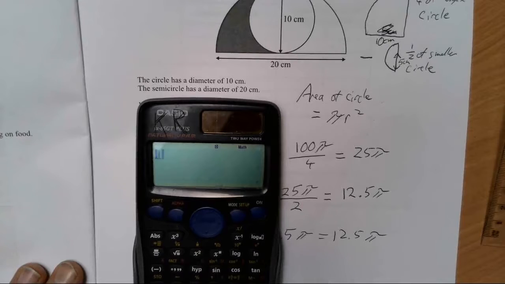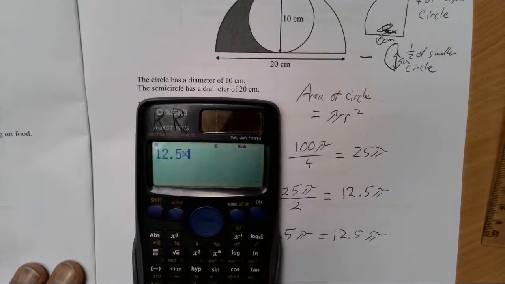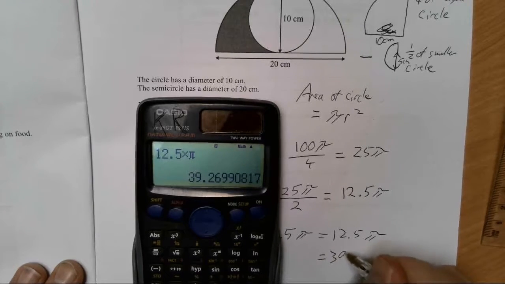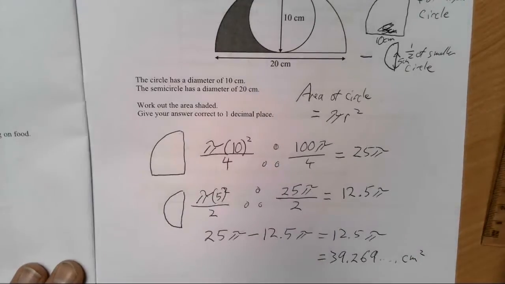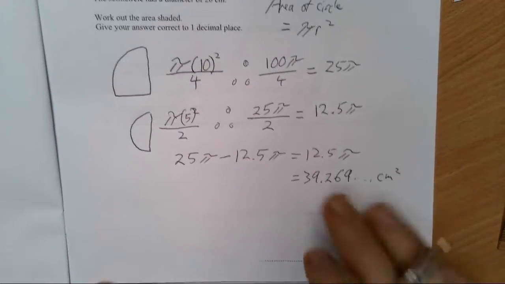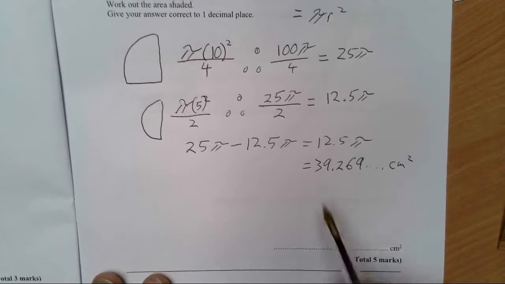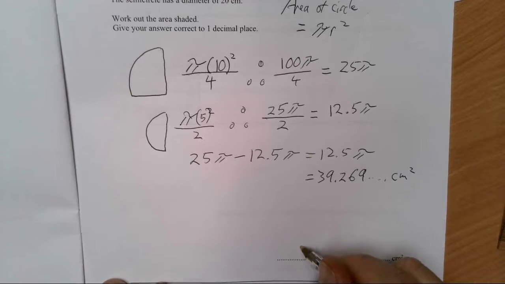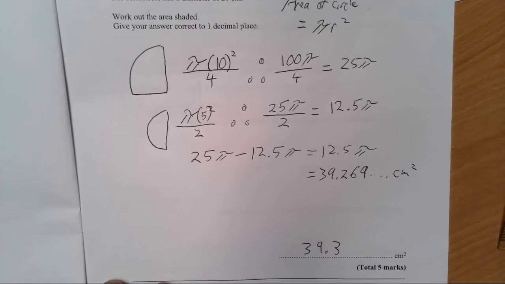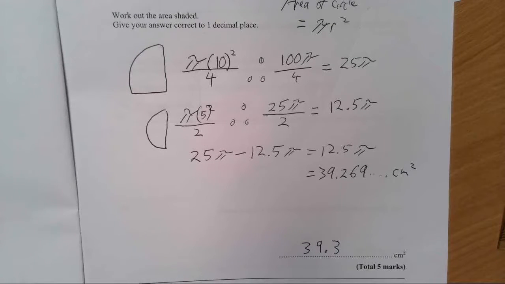So calculator, 12.5 times pi equals 39.269, etc. centimeters squared area. But then for the last mark, I need to give the answer correct to 1 decimal place. So that's then going to be 39.3 centimeters squared, because it rounds up to the next decimal place.